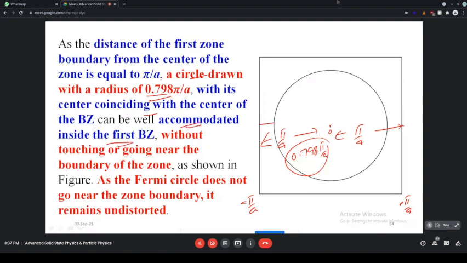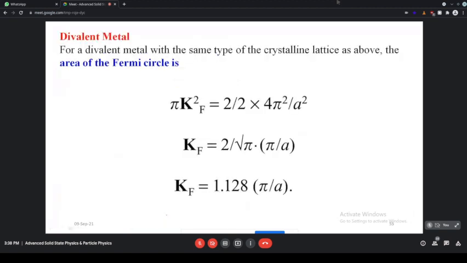This will be completely accommodated in the first Brillouin zone, and it is far away from the zone boundary. It is not touching or near the zone boundary. Because the Fermi surface does not go near the zone boundary, it remains undistorted, or it will be perfectly circular in nature. There will be no distortion because it is away from the zone boundary.